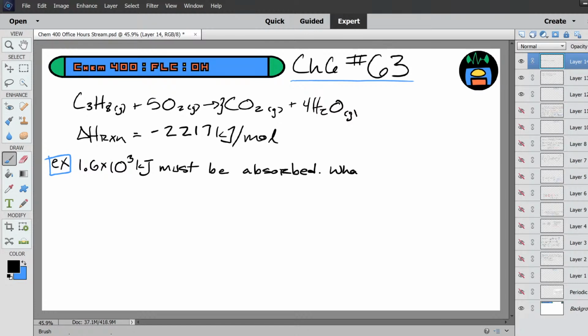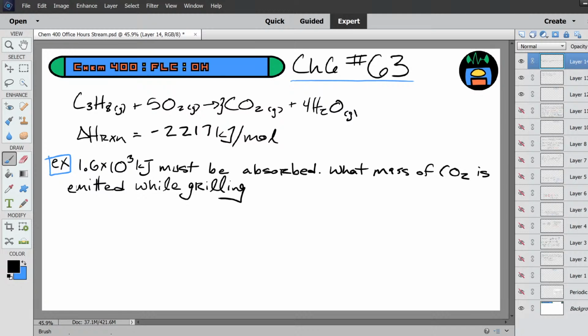Then they're asking what mass of carbon dioxide is emitted while grilling.